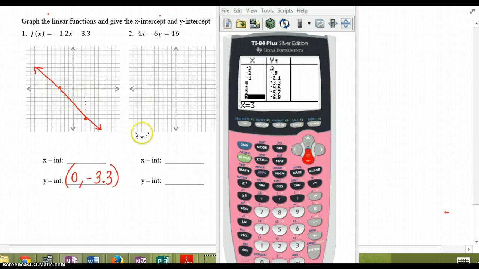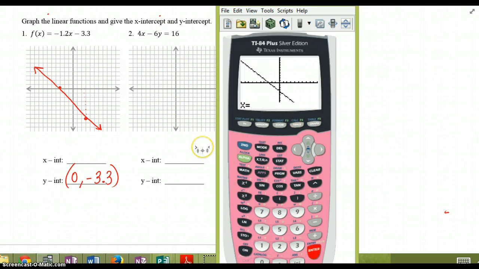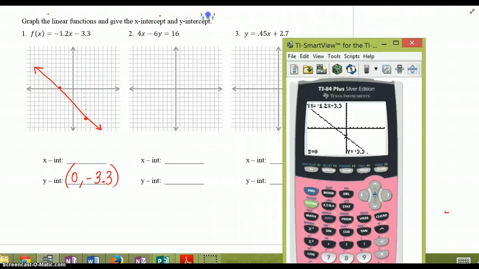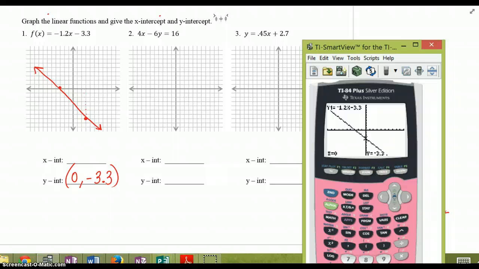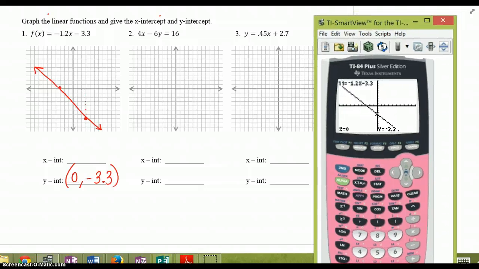Another thing you can do is use the value button to plug in 0 for x. Okay, so I'm going to go to second calc. I'm going to go to value and type in 0 for x. And there you'll see you get y is negative 3.3. Okay, so quickly I want you to do numbers 2 and 3 and find the y-intercept. And then the x-intercept we will save for class tomorrow. So go ahead and pause now and graph 2 and 3, find the y-intercepts, and I'll put the answers up in just a minute.